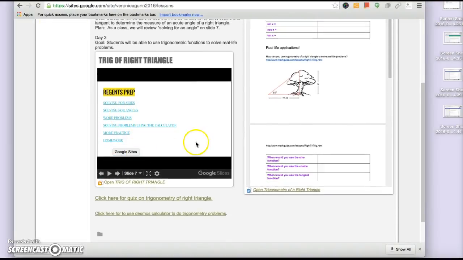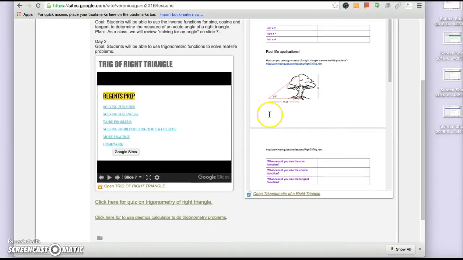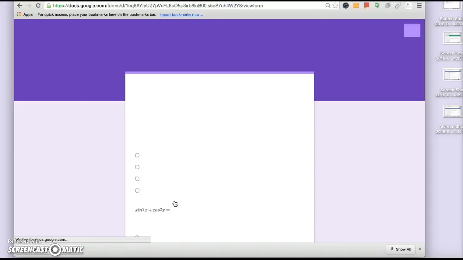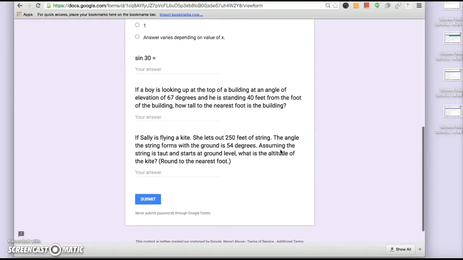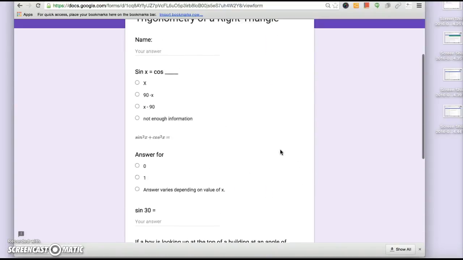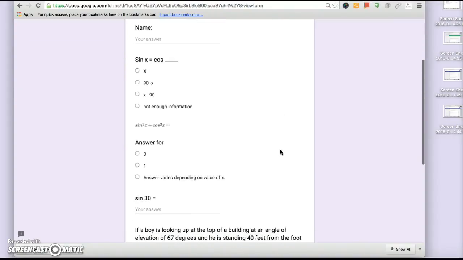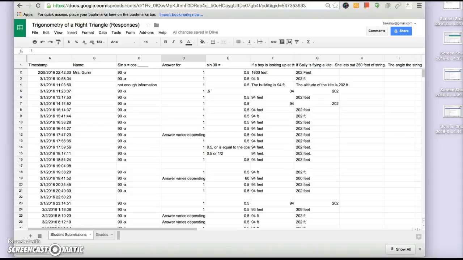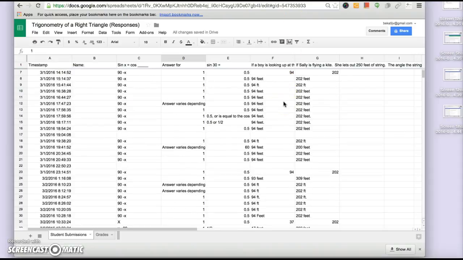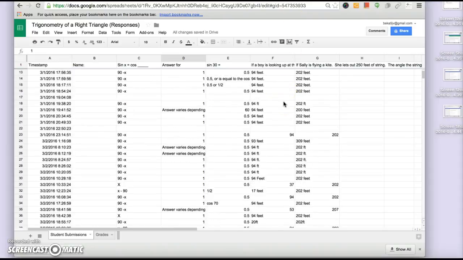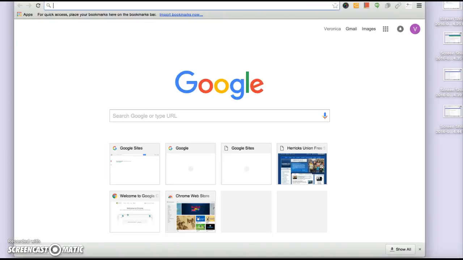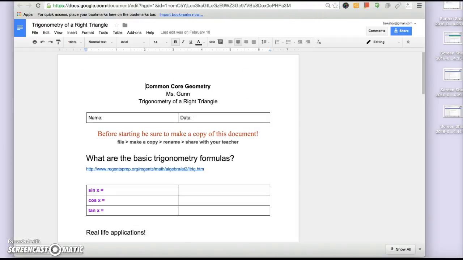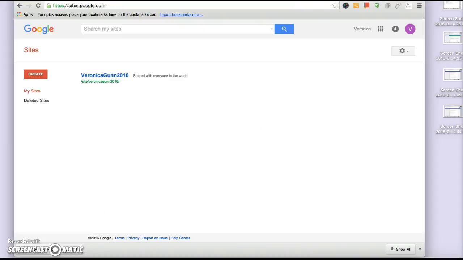After the students finished up some of those, they could take a quiz here. And this would be a very short quiz to assess how they do. This they were expected to do for homework. And the results of that quiz can be seen here in my Google Sheets. And there was also information on the Google Sites.